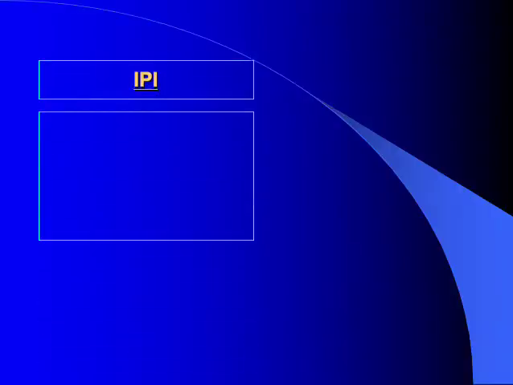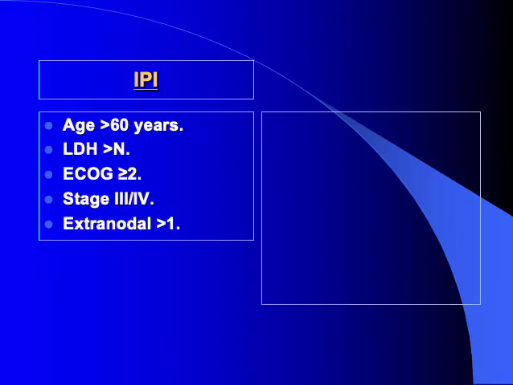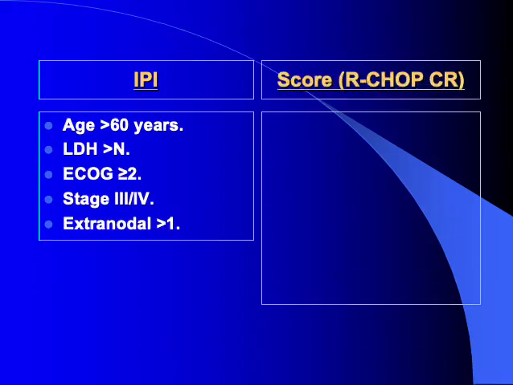The treatment is guided by certain prognostic risk factors forming the International Prognostic Index: age of more than 60, LDH more than normal, performance status ECOG of more than 2, ECOG stands for Eastern Cooperative Oncology Group, stage of the disease, stage 3 or 4, extranodal involvement of more than 1. Then we give the patient a score, 0 to 1 prognostic factor.